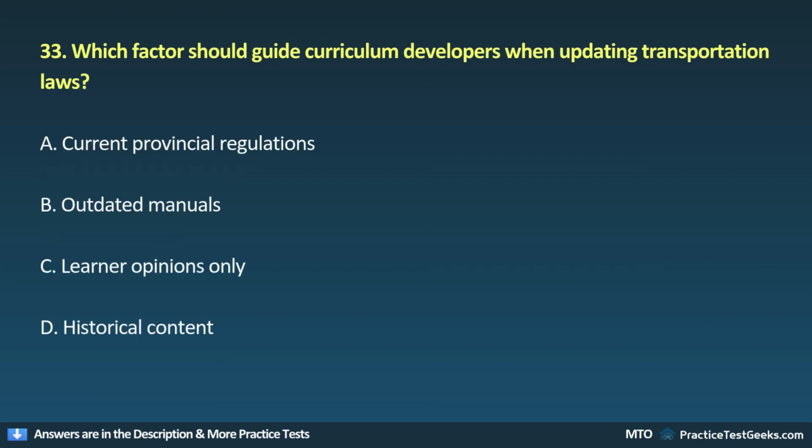33. Which adult learning principle is best applied in high-risk tactical training? A. Learning by doing under controlled conditions. B. Memorizing without practice. C. Avoiding realistic scenarios. D. Sole reliance on lectures.